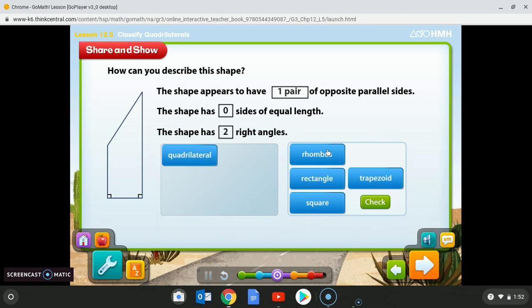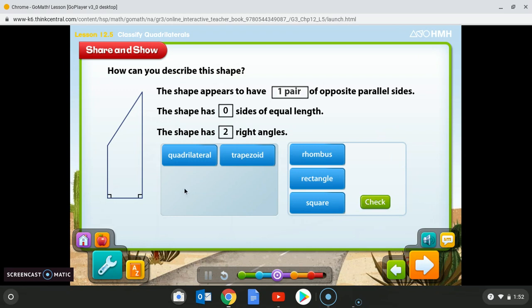Is this a rhombus? A diamond-looking shape? No. Is this a rectangle? No, because there's no sides that have equal length. So that means it also can't be a square. So this shape is known as a trapezoid and a quadrilateral.